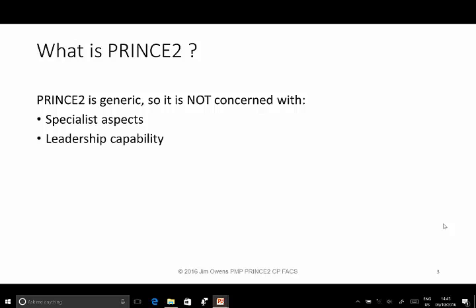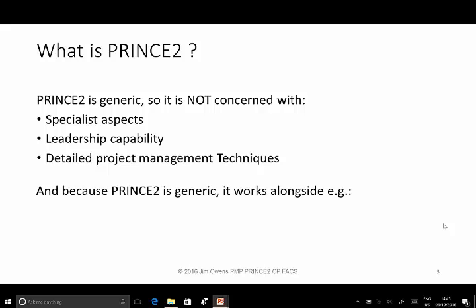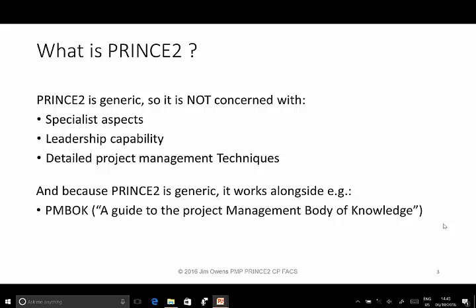Leadership capability. Leadership is an important part of the project manager's role, but the techniques are extremely varied and so they cannot be codified into a method. And PRINCE2 is not concerned with detailed project management techniques. Rather, it leaves these up to the individual project managers. And because PRINCE2 is generic, it works alongside, for example, PMBOK, which stands for A Guide to the Project Management Body of Knowledge. Many people believe that PRINCE2 and PMBOK are somehow in opposition to each other, or that you must choose one or the other to manage a project, but that is not true.